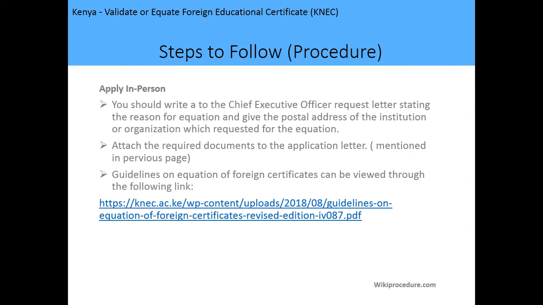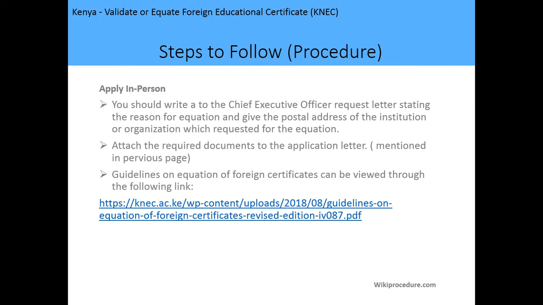The steps to follow: first, you should write a letter to the Chief Executive Officer of the Kenya National Examination Council requesting the equation. You should state in the letter the reason for the equation, and you should also give your postal address and the postal address of the institution or organization which requests the equation or the validation of the certificate.